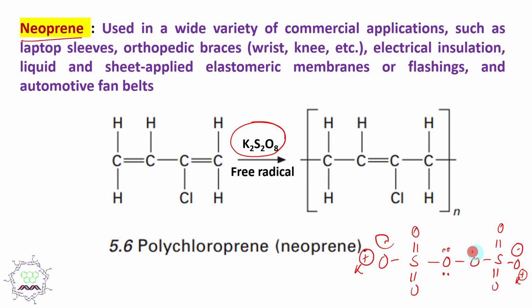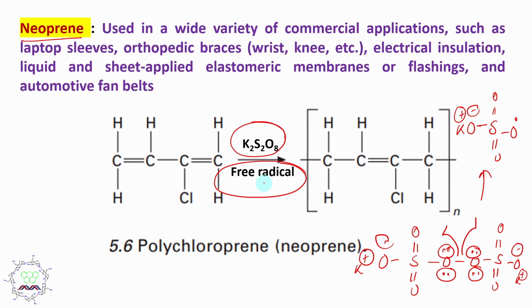These two adjacent oxygens, their lone pairs face repulsion. So under reaction conditions they break down homolytically and produce two radicals. What do I mean? If I draw it, it will be S double bond O, this is O radical, this is O minus K plus. And these initiate the reaction, meaning it's a free radical polymerization, and here K2S2O8 is the radical producing reagent. Okay, now here is another difference: it's not a pure butadiene, there is a chloro derivative. Okay, so this results in neoprene.